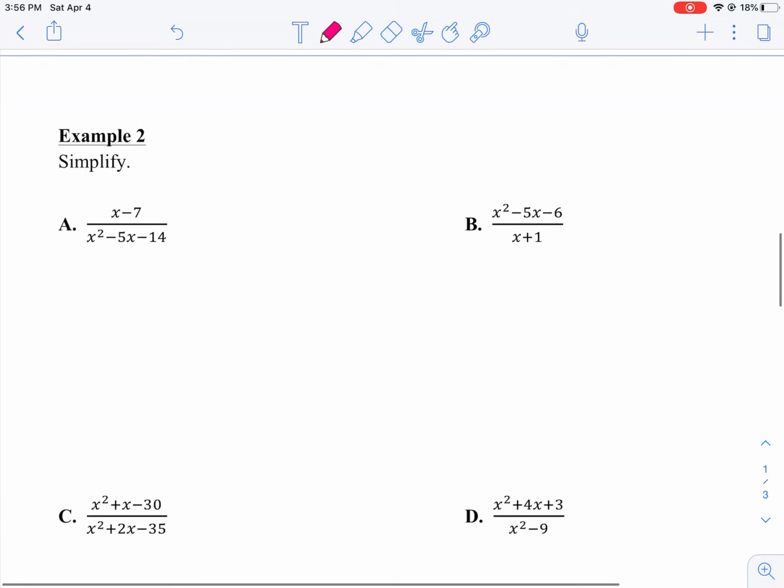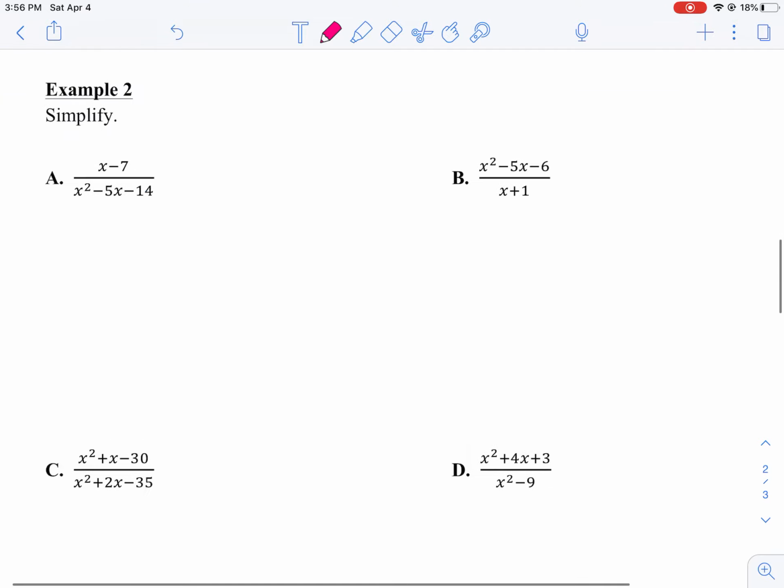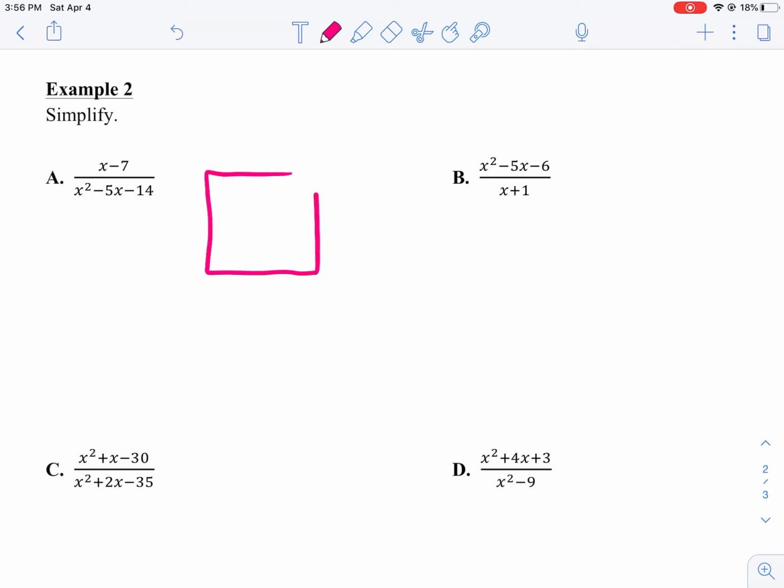Factor, factor, cancel, simplify. All right, let's bump it up a notch. So you'll notice in the last set here, we've got some quadratics that we have to factor. So if the numerator is just a linear expression, you don't have to factor it. So on this first problem, we only have to factor the denominator.